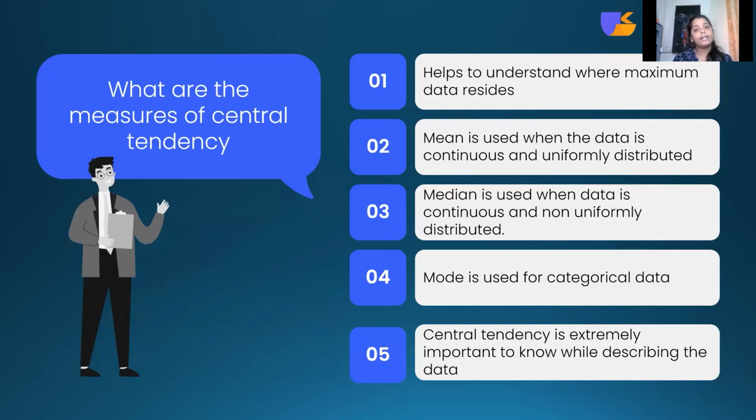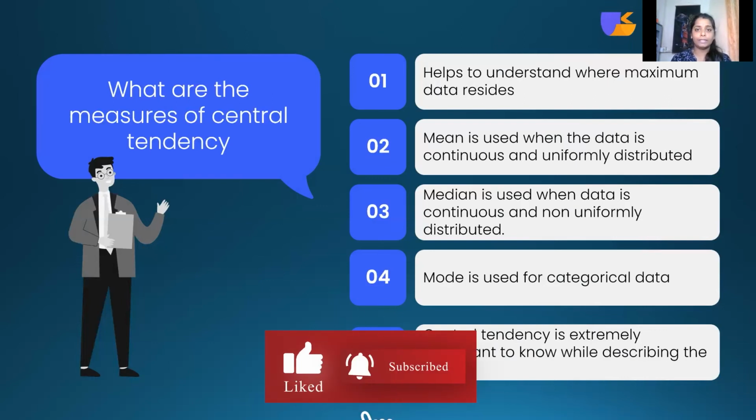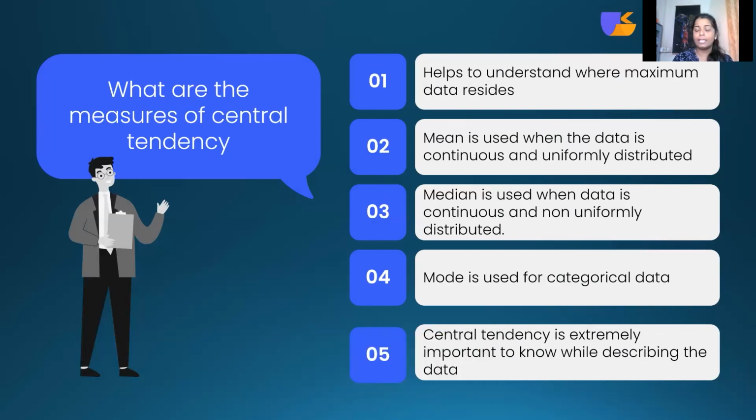In such type of data, you may prefer the median value, because the median refers to the middle value of the data set when you arrange your data in ascending order. So it will always give you the midpoint of your data set, irrespective of what outliers you have. And that's why the median is less affected by outliers as compared to the mean value.